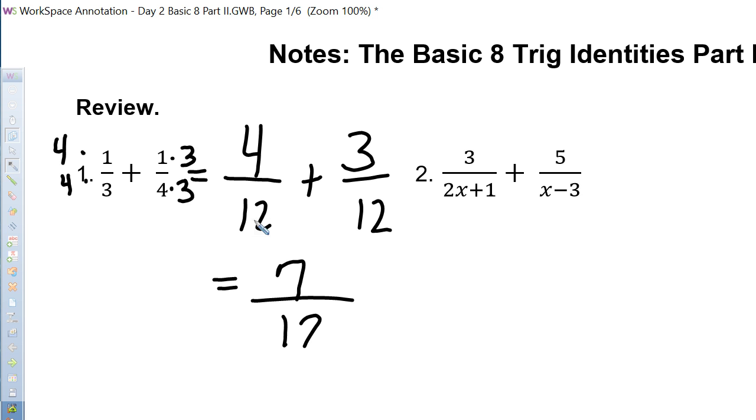Next one, number 2. Now, this became an Algebra 1 question. If you have polynomial expressions, the same concept applies when you're trying to get a common denominator. Just multiply the denominators together. So we would need to multiply 2x plus 1 by x minus 3, and that would give us a common denominator. But we are going to leave it in factor form, and hopefully we'll have some factors canceled.